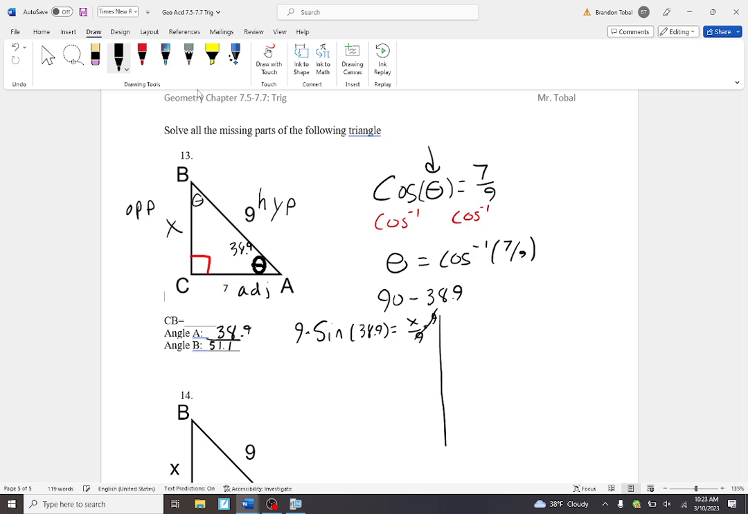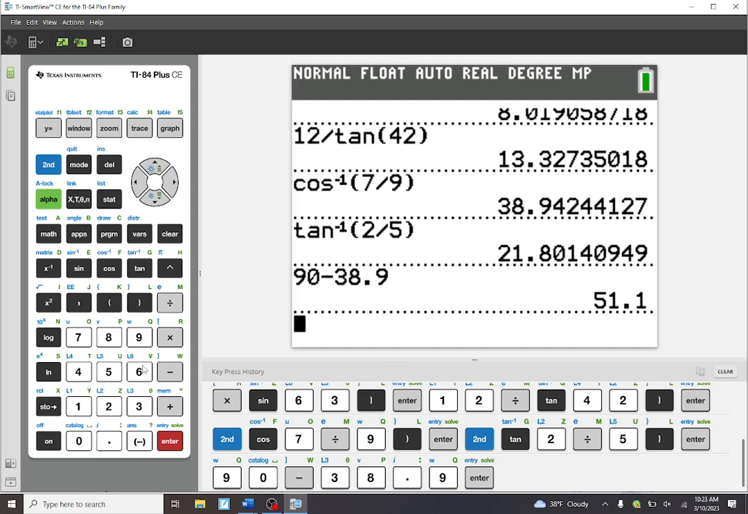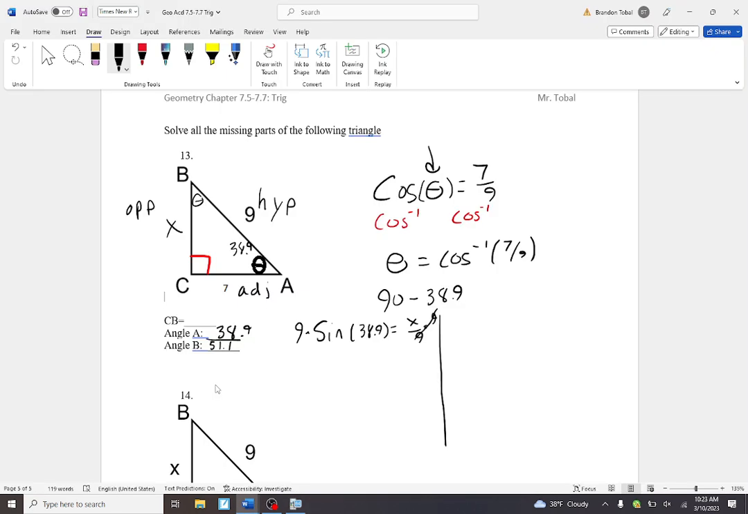Good. So we're going to cross out the 9s. 9 times sine 38.9 gives 5.6, 5.7 technically if you round it correctly. I will give you full credit even if you round it incorrectly. Did I do A squared equals B squared? Yes, you do. You should get 5 point something.